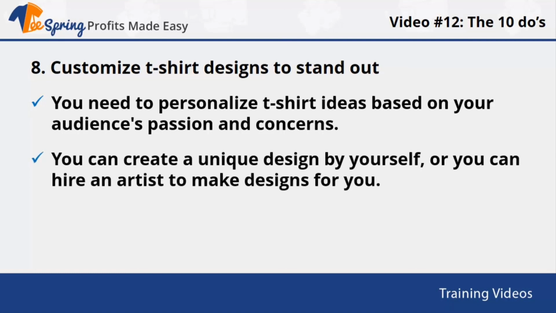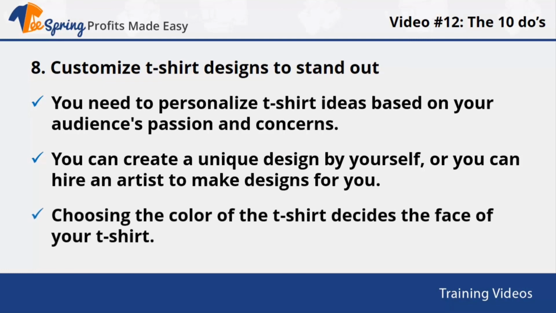You can create a unique design by yourself, or you can hire an artist to make designs for you. You can create images, slogans, and some punchlines to give your t-shirts an attractive look. Choosing the color of the t-shirt decides the face of your t-shirt. The shades and colors you are choosing should be moderate instead of blatant. Finally, look at the design placement of where you want to put it on the t-shirt. Placements can be on the bottom, center, left, right, or on sleeves.